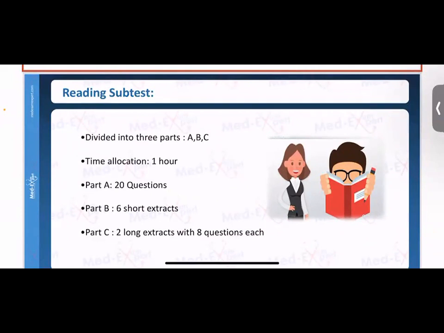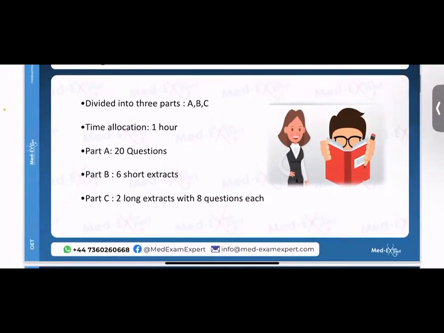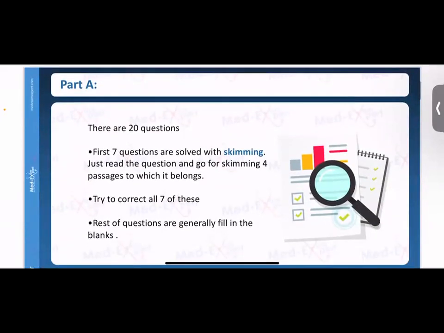As per the reading subtest, it is divided into three parts, part A, part B, and part C. The time allocation is 1 hour for the reading module. Part A consists of 20 questions. Part B consists of 6 short extracts, and part C is 2 long extracts with 8 questions each. So I think students who are new to OET can get an idea from here of the pattern of OET reading.